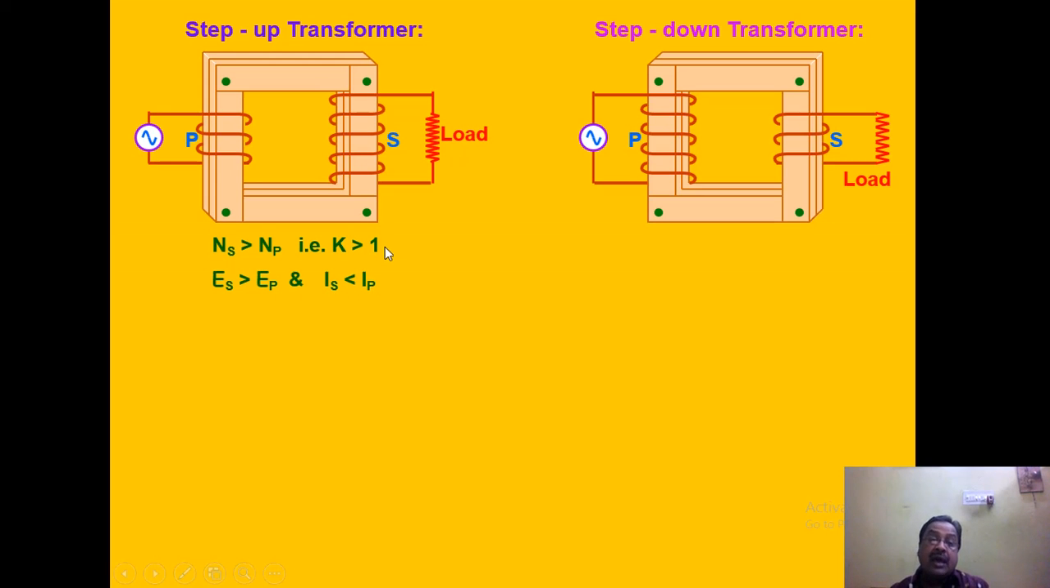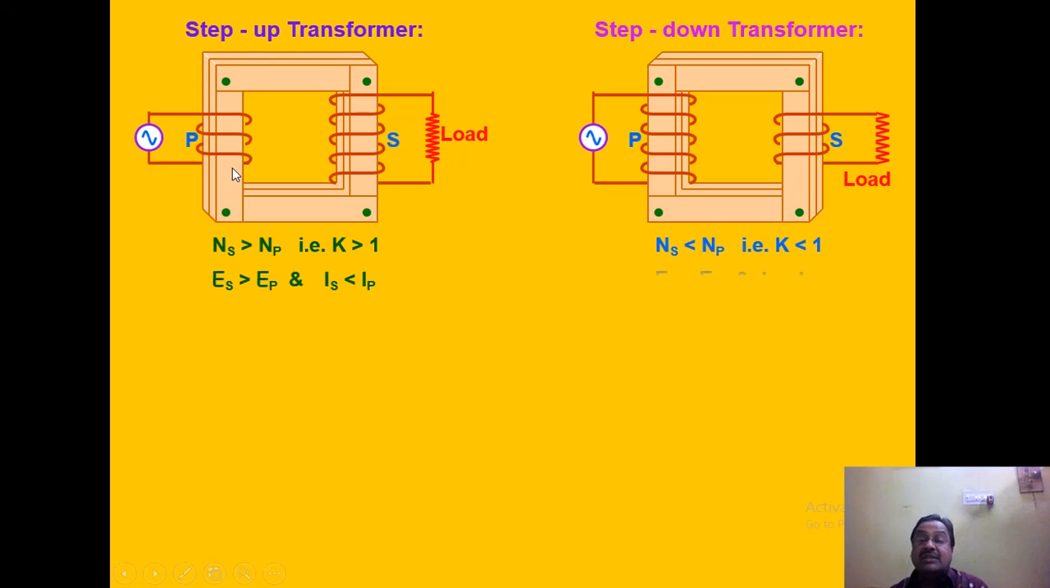So what is the condition under which a transformer becomes step up? Number 1, your transformer ratio should be greater than 1. The number of turns across the secondary will be greater than the number of turns of the primary, and here the current in the secondary is less than the current in the primary.